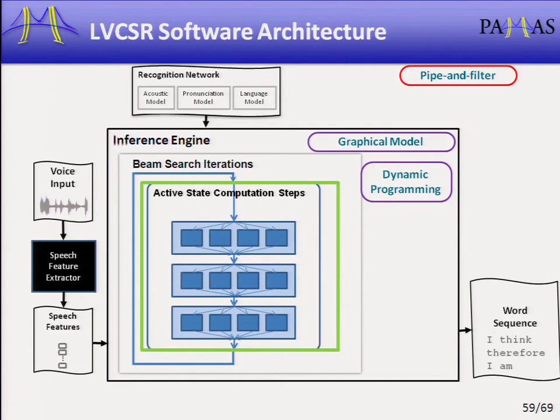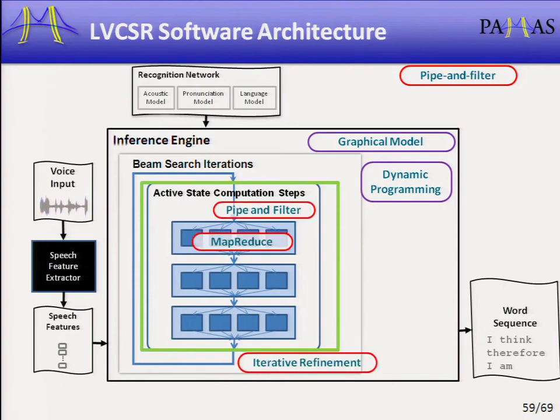What we're really doing, Michael Jordan would come in here and say, well, you're doing graphical modeling there. But if you look at the actual computation and how we compute it, we're using dynamic programming. That monolithic dynamic programming has a number of steps, which are initially shown here. Inside of this dynamic programming, we implement that with a pipe and filter. We have these filters here, and inside of each filter, there's a MapReduce, and then there's a basic iterative refinement loop here. That's the top level architecture. Any questions so far?